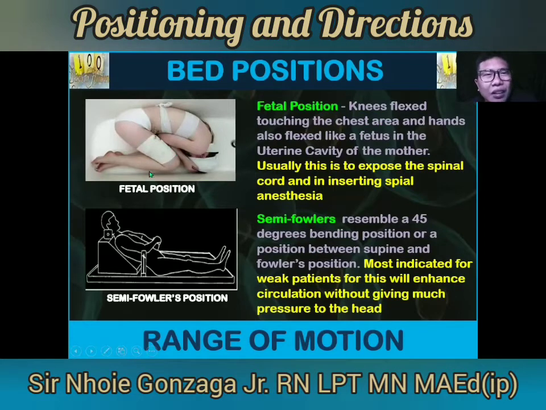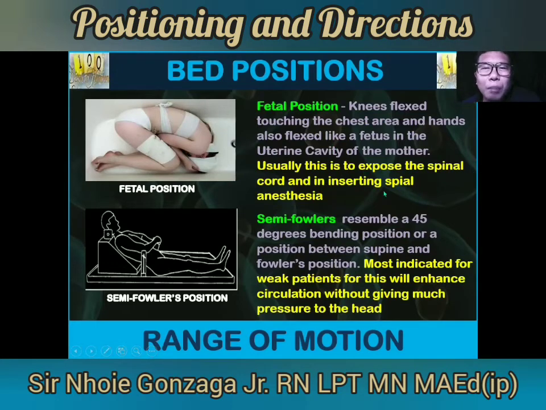Next, you have the fetal position. If you notice, the knees are raised upward, the elbows are hidden, the head is twisted. That is the fetal position. We call this the fetal position because this is the position of the fetus or the baby inside the uterus of the mother. So in fetal position, the knees are flexed touching the chest area and the hands are also flexed, like a fetus in the uterine cavity of the mother.